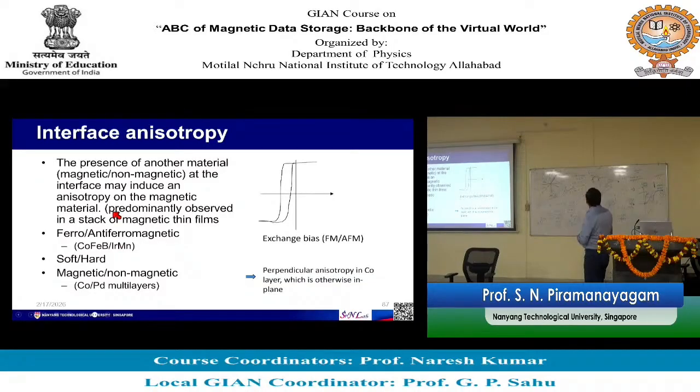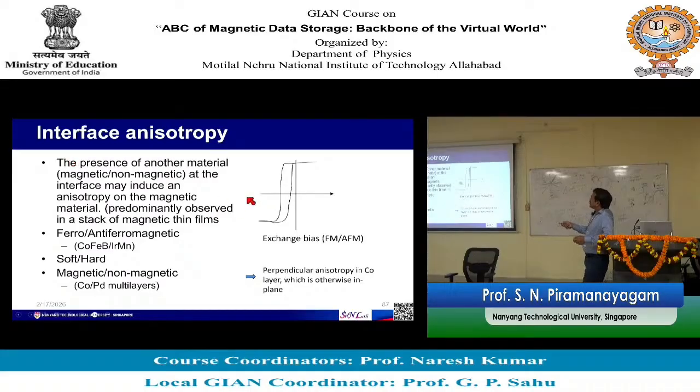And another example is when you interface ferromagnetic materials with antiferromagnetic materials. In this case, you can see that the hysteresis loop has shifted. Normally the hysteresis loop is symmetric. If you look at this hysteresis loop, it is almost symmetric with respect to the zero field. However, in this case you see that the hysteresis loop is fully shifted. So the center is away from the zero axis. In fact, both reversals happen on one side, and this kind of behavior is called exchange bias.